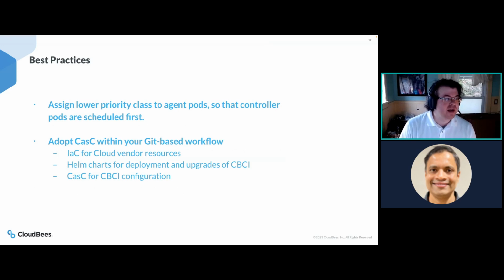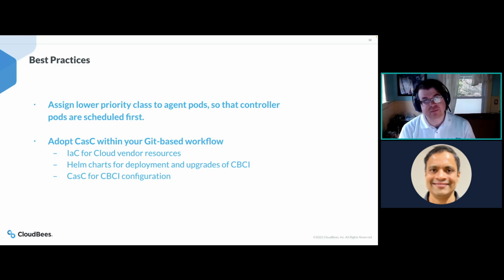Assigning lower priority class to agent pods so that controller pods are scheduled first. So this is primarily for if you're sharing your resources, if they exist in the same namespace, if they have the same resource pool, ensuring that agent pods are scheduled at a lower priority means that you're ensuring that your controller pods are up rather than your agent pods. So controllers are the priority for spinning up and utilizing resources before agents, which are going to run your job.